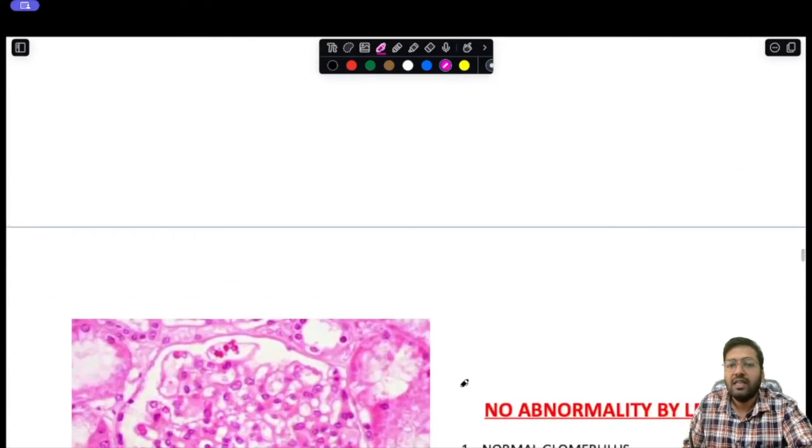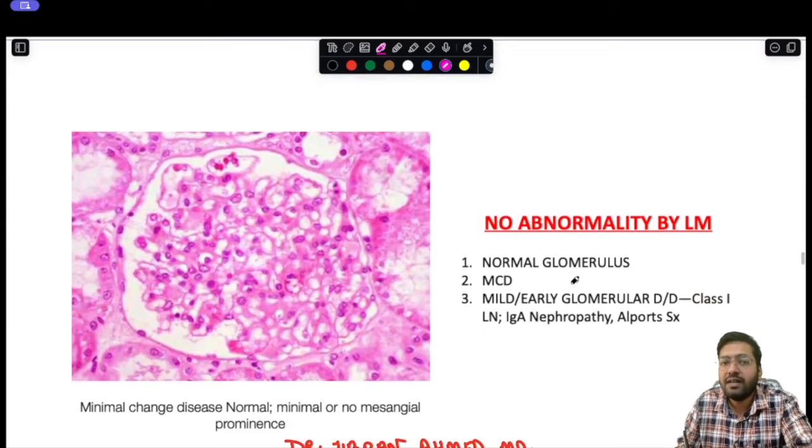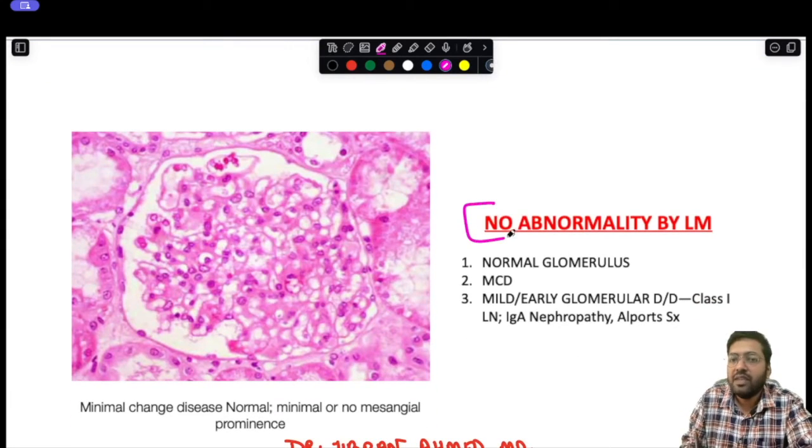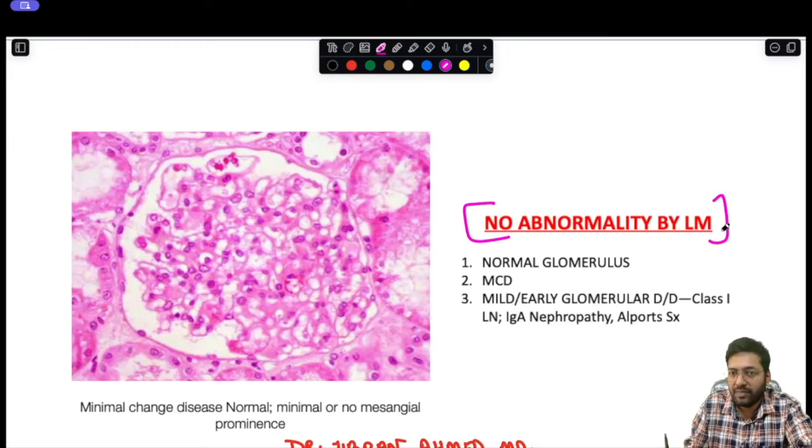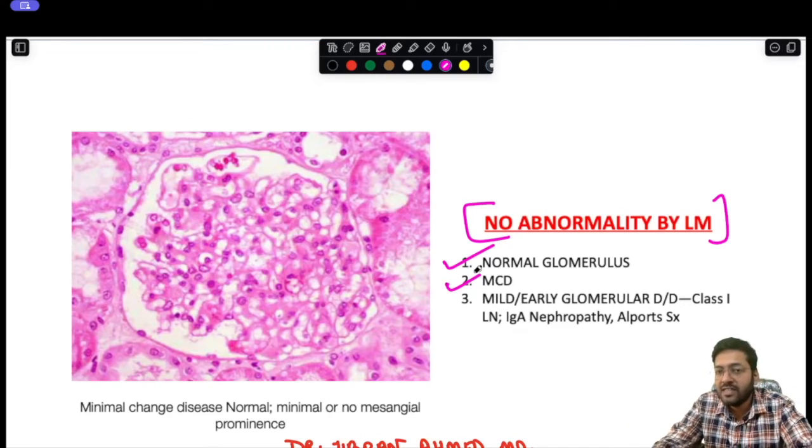Okay. Now coming to the patterns. Now the first pattern under light microscopy is where no abnormality is seen by light microscopy evaluation. So in this case, it suggests either you are dealing with no disease at all, so it is a normal glomerulus, or you are dealing with a diseased glomerulus showing no light microscopy features like MCD, minimal change disease.